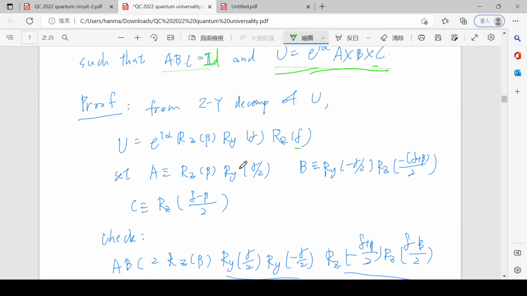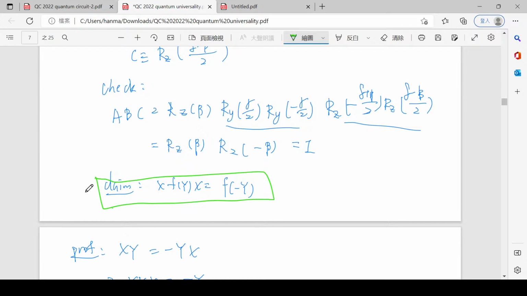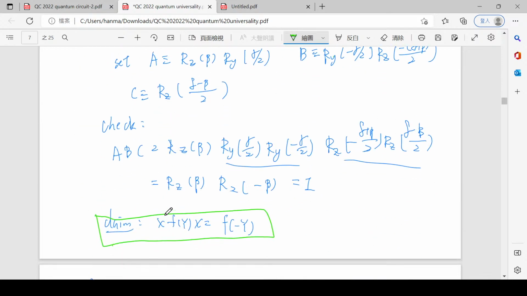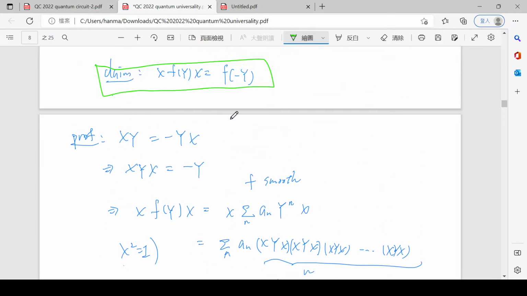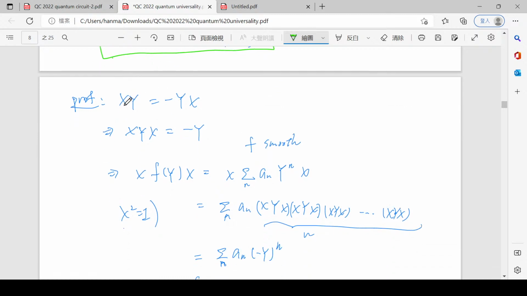So that's that. And then there's an interesting thing that's nice to remember. That is, if you sandwich some function of sigma y with two x's, then that actually becomes a function of negative y. And same for z. And we can see a proof. It's quite interesting and quite quick. So remember that any two Pauli matrices anticommute with each other. So xy equals minus yx. This you can just check by definition. Then you multiply x on both sides. Then you have xyx equals minus y. So if you sandwich y with two x's, that becomes minus y.